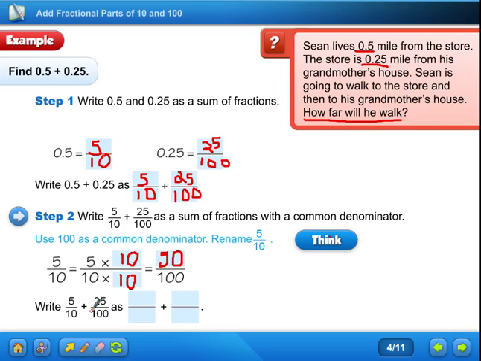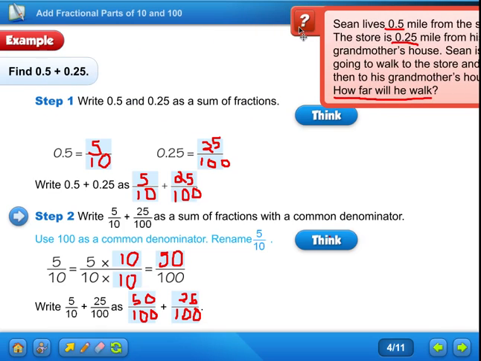Write 5/10 plus 25/100 as 50/100 plus 25/100. All right, good so far? Let me make sure that I am not missing an arrow here. Nope, so we're good. Let's go to the next page.